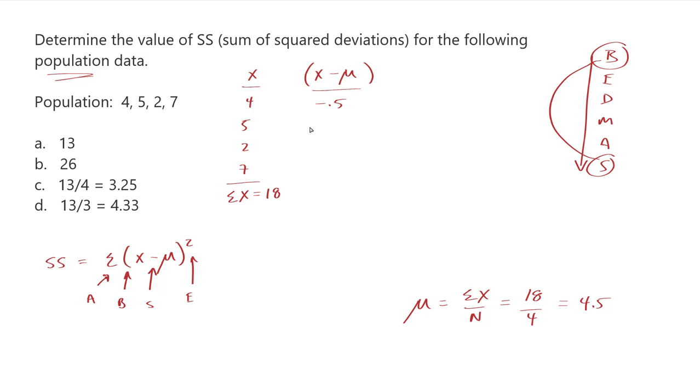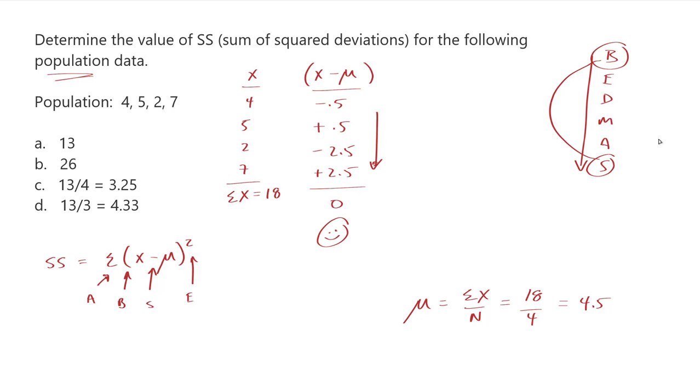0.5. Oops, no, sorry, I'm doing these wrong. 5 minus 4.5 is positive 0.5. 2 minus 4.5 is negative 2.5. And 7 minus 4.5 is positive 2.5. And as a check that you can perform at this step, when you add these up, they come out to be 0, which is what we like to see.